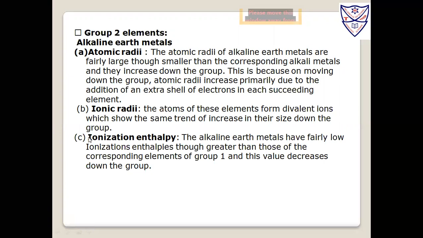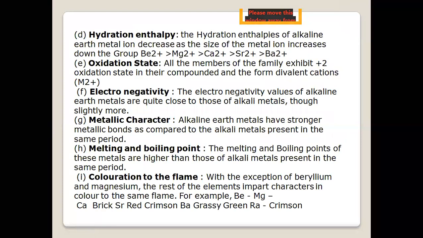So you see here. And what about ionization enthalpy? The alkaline earth metals have fairly low ionization enthalpy, though greater than those of group 1. So as you go down the group, the ionization enthalpy is decreasing. Okay. Now the next one is the hydration enthalpy. The hydration enthalpy of alkaline earth metals decreases as the size of the metal ion increases down the group. It's like Be2+ is greater than Mg2+, then Ca2+, Sr2+, and the last one is Ba2+. So beryllium, magnesium, calcium, strontium, and barium.